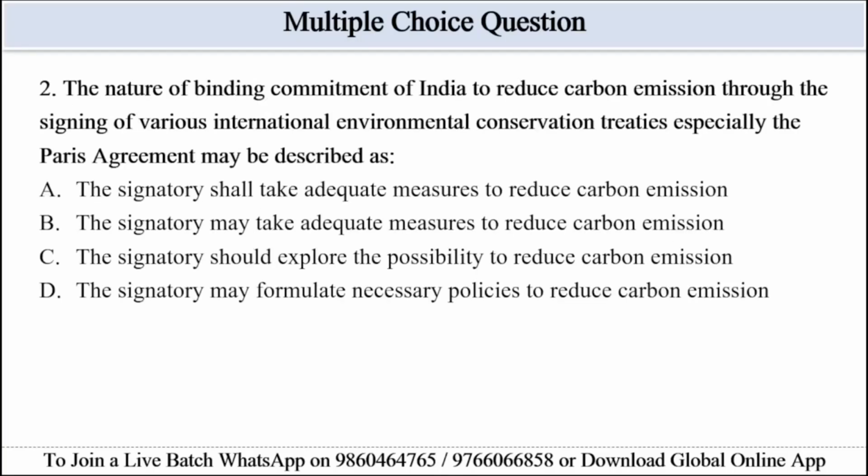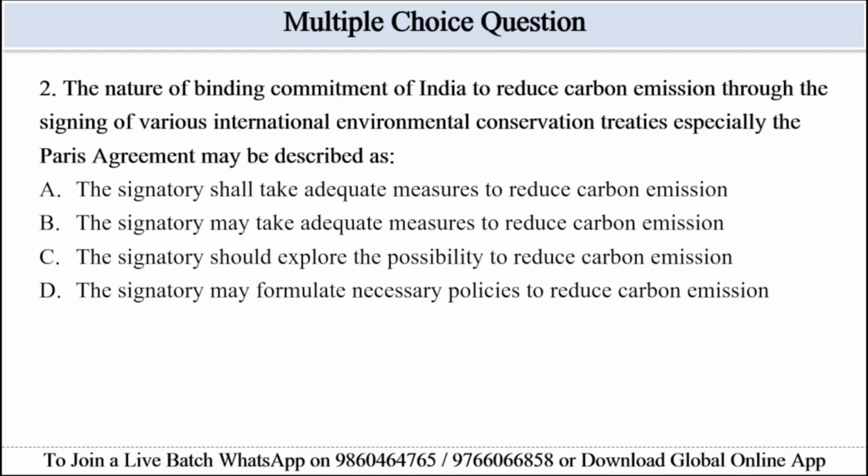The nature of the binding commitment of India to reduce carbon emission through the signing of various international environment conservation treaties, especially the Paris Agreement, may be described as, options are given: The signatory shall take adequate measures to reduce carbon emission. The signatory may take adequate measures to reduce carbon emission. The signatory should explore the possibility to reduce carbon emission. And the signatory may formulate necessary policies to reduce carbon emission.